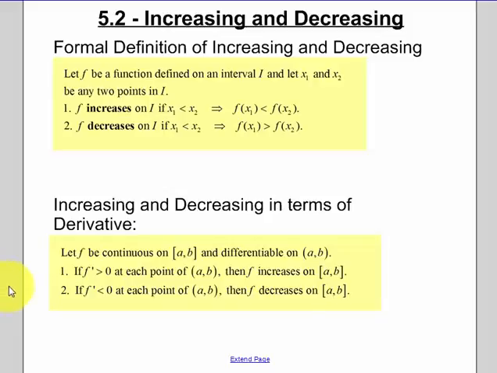Today we're going to be talking about increasing and decreasing functions. The formal definition is: if you have two x values where x1 is less than x2, the function is increasing if the y from the smaller x is less than the y for the x that is greater. Or it's decreasing if, as I go from a smaller x to a bigger x, my y's are getting smaller.